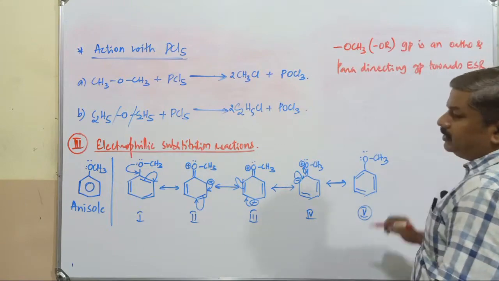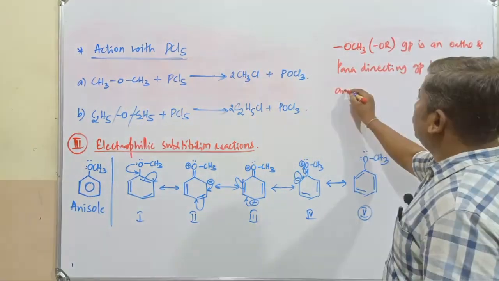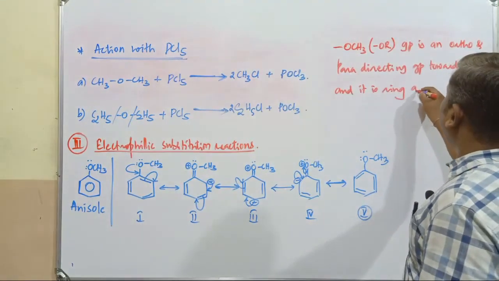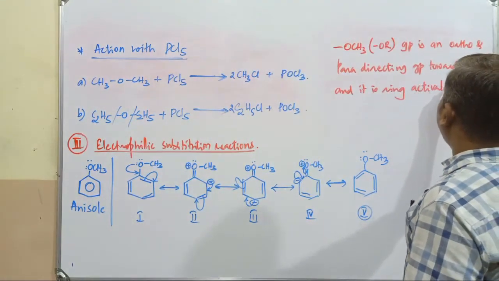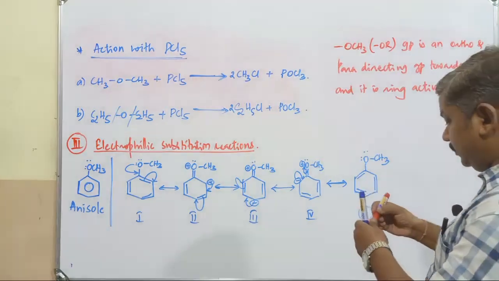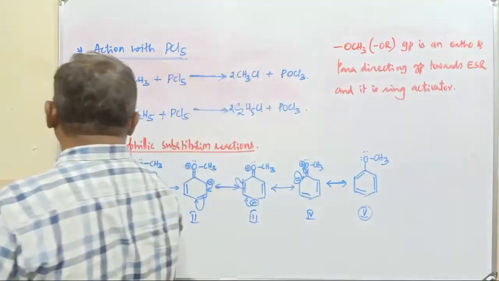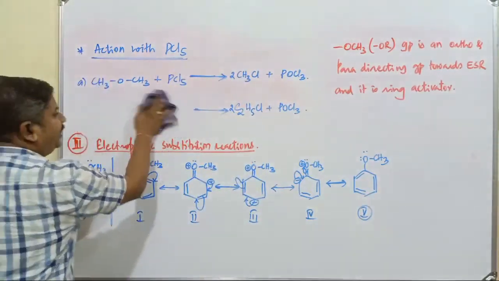ESR, electrophilic substitution reaction, and it is a ring activator. This group is referred to as what? Ring activator. So if any electrophile attacks, then attack of that electrophile takes place on which position, students?